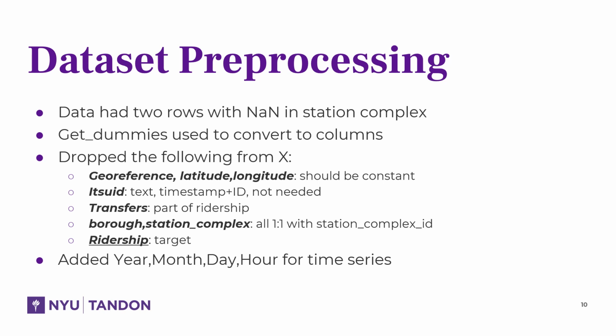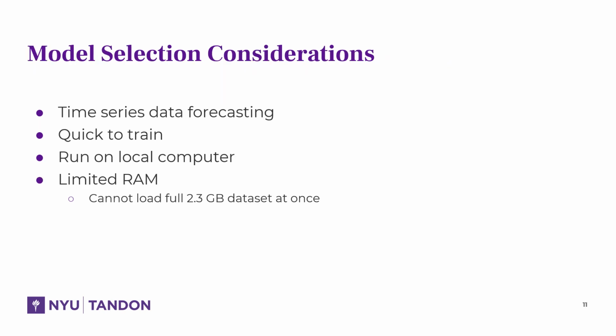Because this was time series data, looking it up and doing my own research, I found that adding the year, the month, the day, and the hour was something that was ideal, so I decided to do so. My first consideration when selecting my model was the knowledge that I was working with time series data forecasting. So this wasn't something that could be done with logistic regression. I wasn't trying to predict which station. So I decided to look up models that could do forecasting.